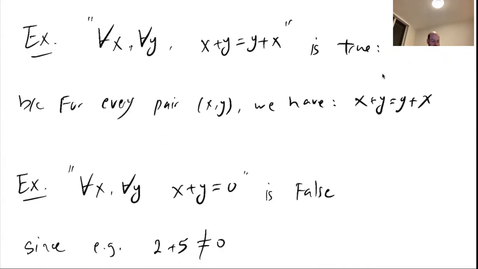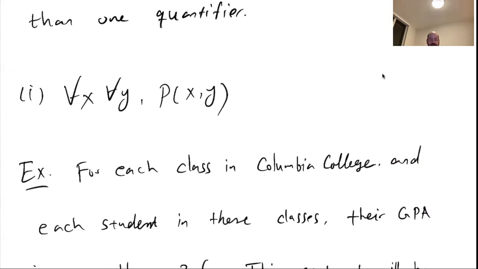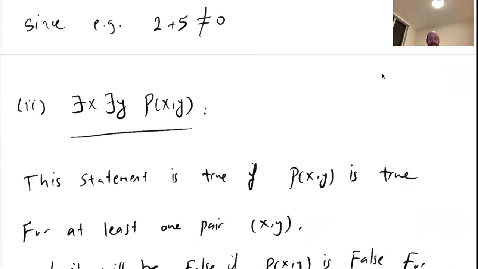Okay, so it's kind of opposite of the previous case. In the previous case, in order to show it's true, P of x and y should be true for every pair x and y. And to show it's false, it has to be false for at least one pair x and y. Now this is the opposite. It will be true if for at least one pair it's true. It will be false if for every pair x and y it's false.